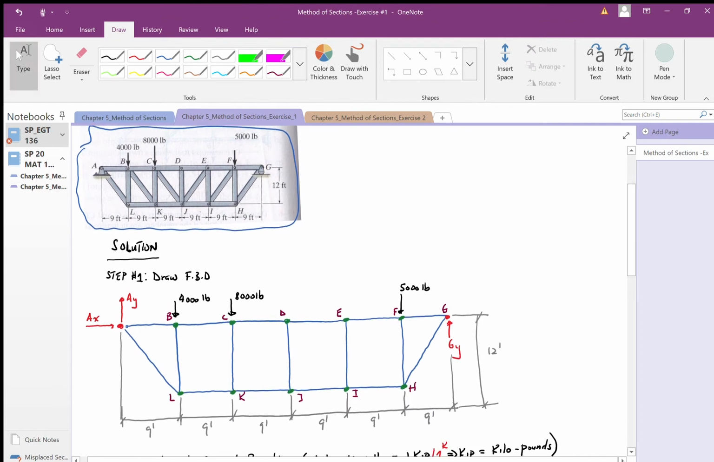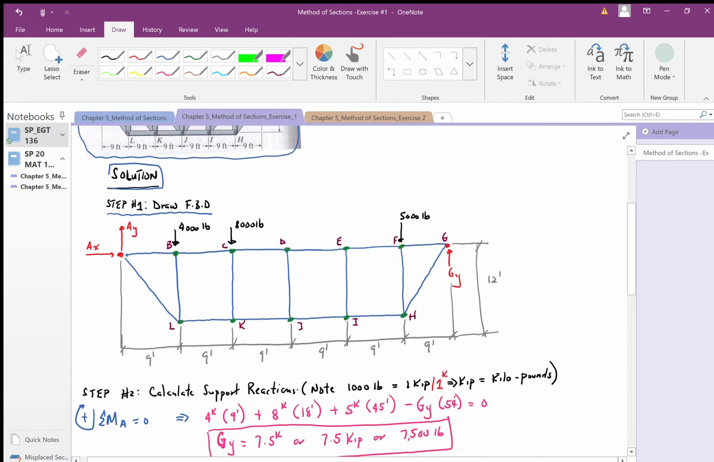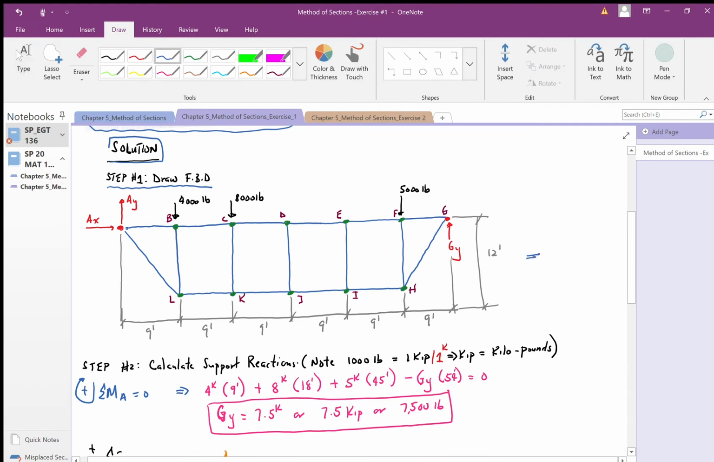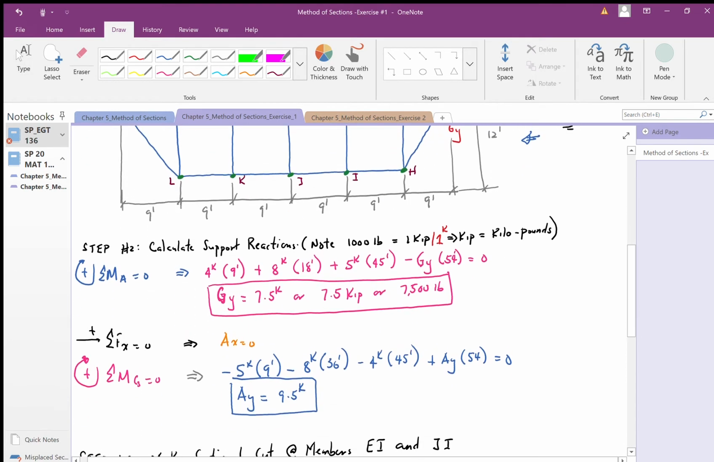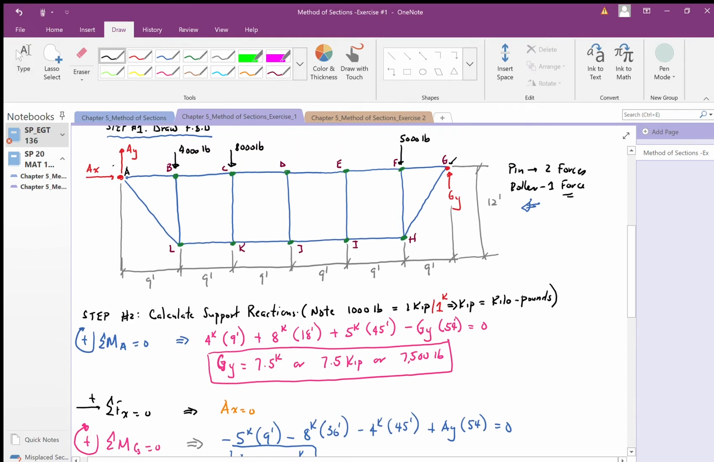As we start off, we want to draw a free body diagram as step one. I just redrew this here. At point A we have a pin, and at point G we have a roller. A pin has two forces acting on it, and a roller has only one force acting on it. That's very important. Our next step typically is to calculate our support reactions.